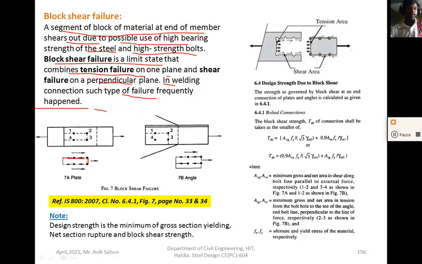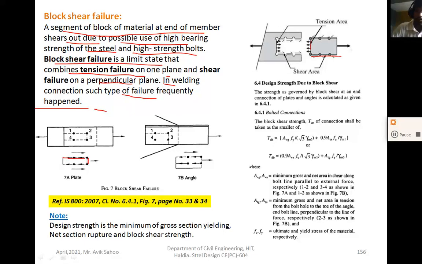So in welded connections this type of failure frequently happens, and you see that the connection as a whole has failed. This is a tension area and this is a shear area. One plane has the shear failure, and another has the tensile failure. This portion is pulled out from the connection due to tensile forces. So this type of failure may occur.